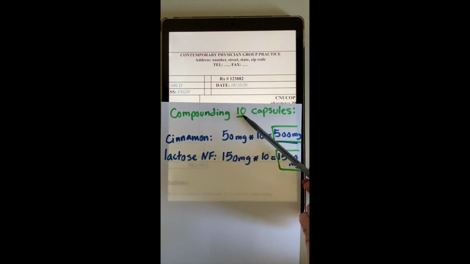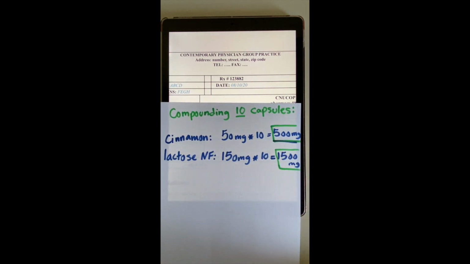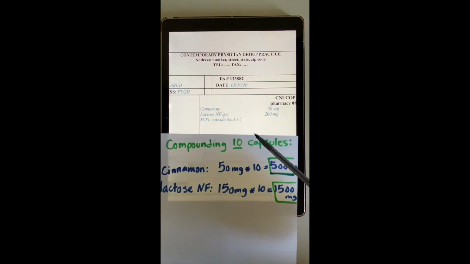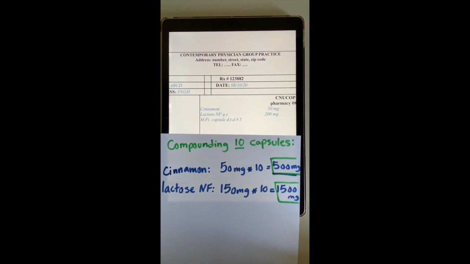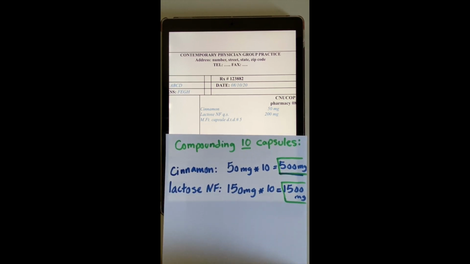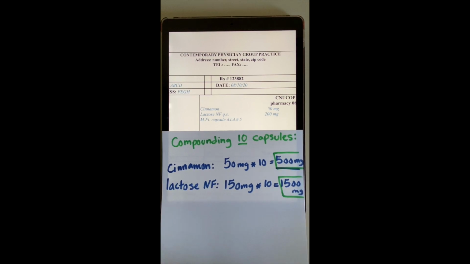So for the purpose of practice here, we're making 10, but in pharmacy, you really don't need to make 10. If you're going to make 5 capsules, probably you need to have 7 or 8 max to have enough to fill the prescription and give it to your patient. So that's how you calculate a capsule prescription.